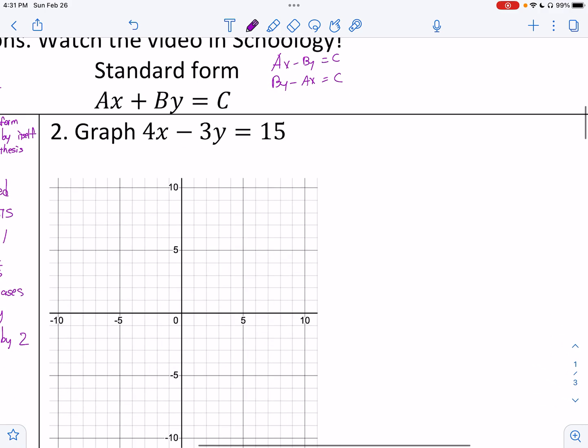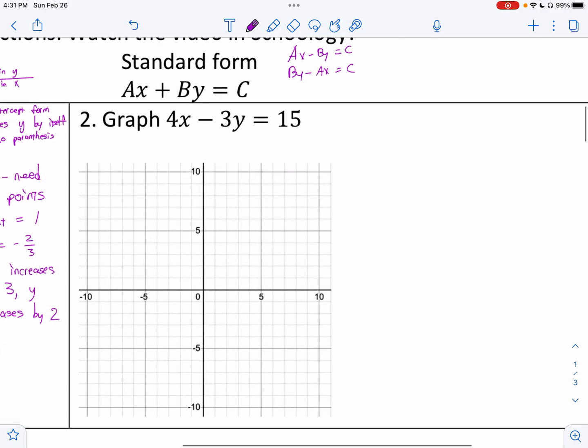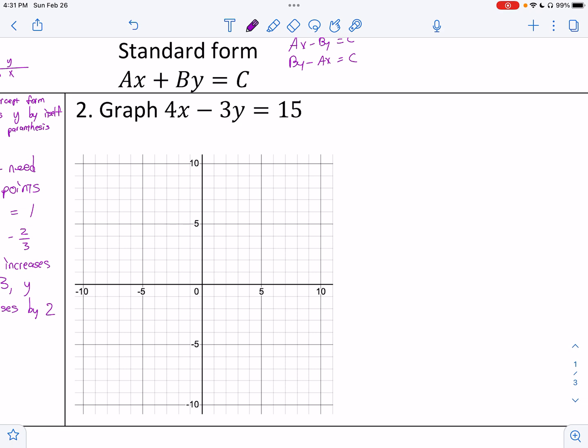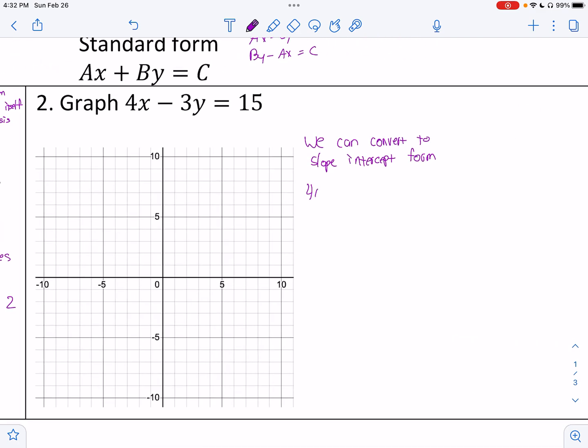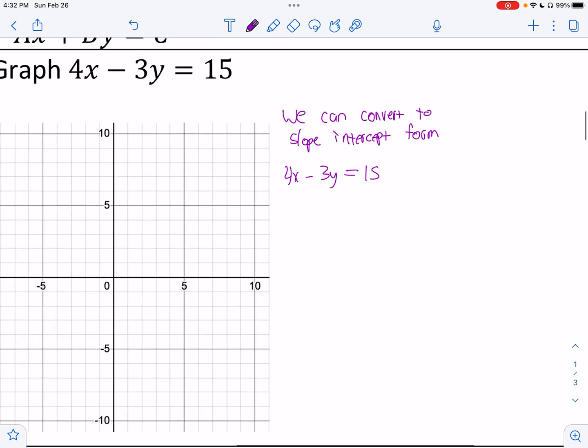So with standard form, now there's more space here, you'll notice, because you have two options here. One is we can convert it to slope-intercept form. So we'll try that first. So slope-intercept form means that I need to get y by itself. So I have 4x minus 3y equals 15.